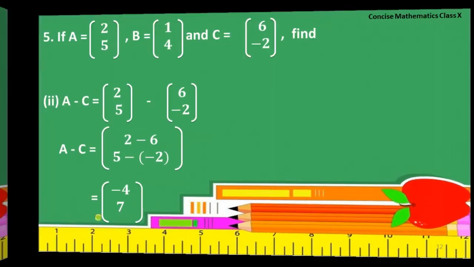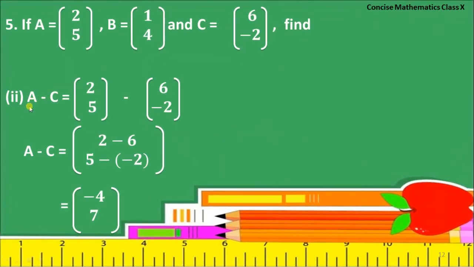In the second sub question, we need to calculate A minus C. So consider the matrix A, which is of order 2 by 1. Consider the matrix C, which is also of the order 2 by 1. Now we can subtract the corresponding elements. 2 minus 6 is minus 4, 5 minus of minus 2. Minus of minus 2 is plus 2. So 5 plus 2 will be equal to 7.